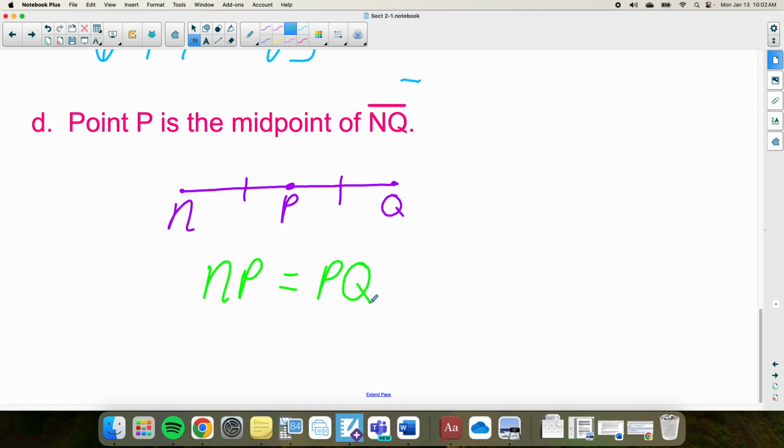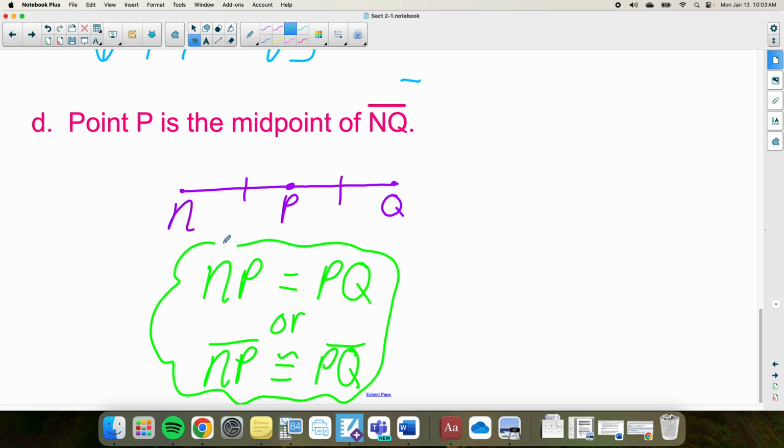Now, there's not just one right answer for this. Somebody else might have said N, P, and Q lie on the same line. Somebody else might have said N, P, and Q are collinear. All of those are okay. This, or the fact that the segments are congruent, would be the most specific thing that they would want you to say. But if you said one of those other things, I can't mark it wrong because they are true. Okay.